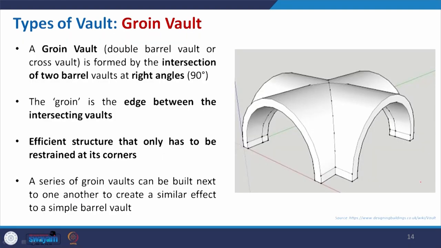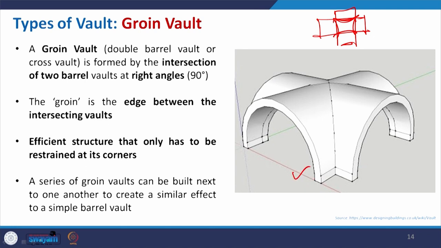Coming to the groin vault, it is basically if you take two barrel vaults and make a penetration at 90 degrees to each other. From top view, if we just try to draw it, it is something like that. So, this is basically the groin vault, and you can see in this isometric how it is making a form.